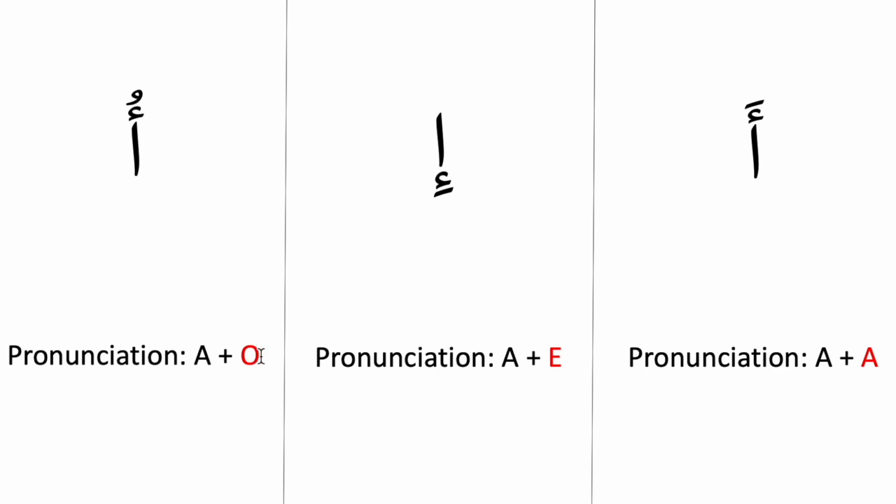Let's try to pronounce every Alif. Alif with Fatha, A. Alif with Kasra, E. Alif with Dhamma, Oo. A, E, Oo. Again, A, E, Oo.